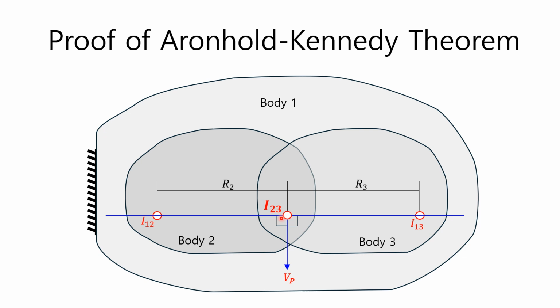I23 in the figure is on the straight line connecting I12 and I13. The velocity of I23 from body 2 and the velocity of I23 from body 3 are the same in magnitude and direction. Therefore, in the case of the figure, there is only one point, I23, as the instant center. Through the discussion up to this point, the Aronhold-Kennedy theorem has been proven.